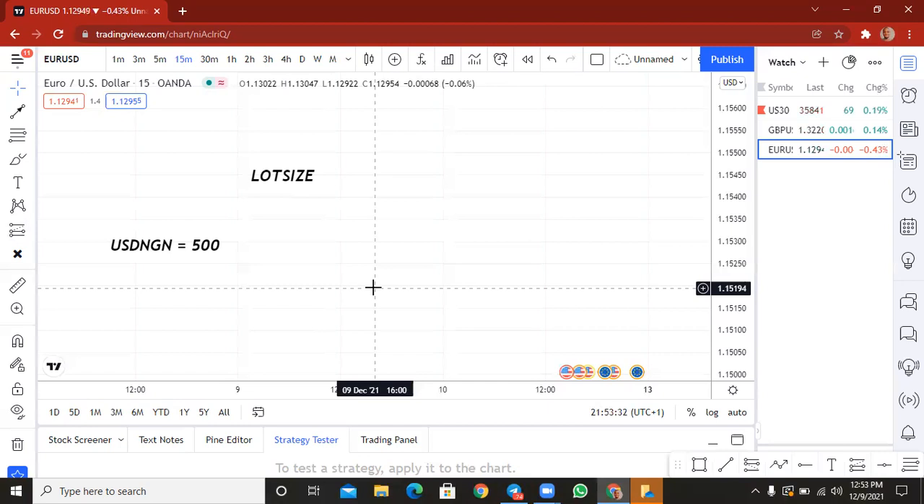a 100,000 naira transaction. You're trying to change 100,000 naira into dollars, which is going to give you what? $200 based on his rating. So what is going to be his profit?